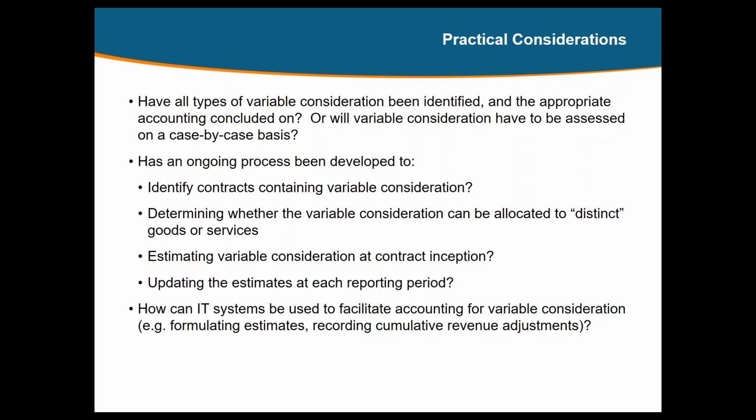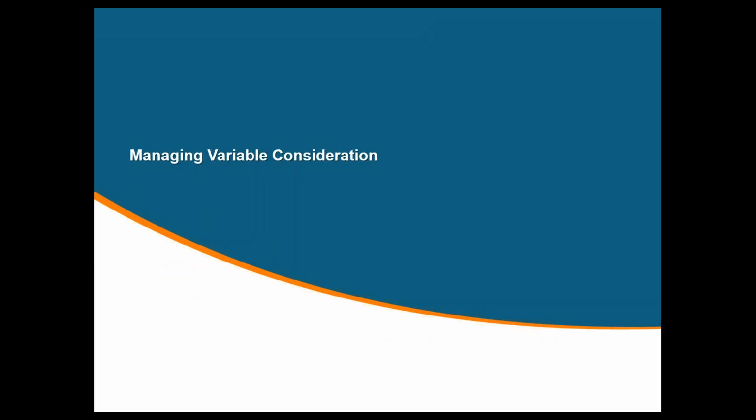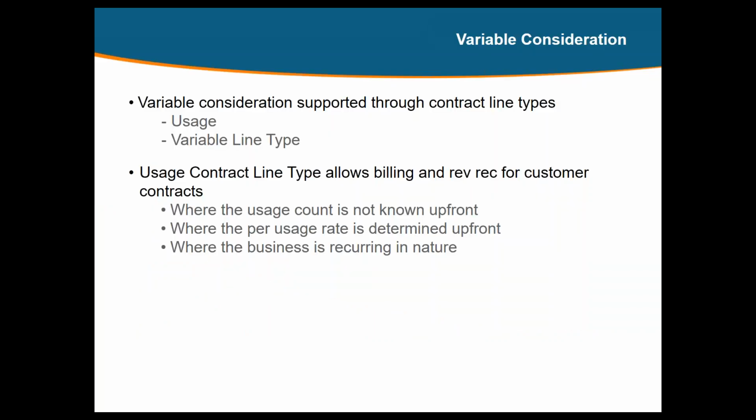And then finally, you have to update those estimates every quarter, and every time there's an updated estimate, you would have to calculate the cumulative revenue adjustment. Just like with modifications, for the actual accounting you'll want to consider whether there is a way to leverage IT systems. If you have thousands of contracts where every quarter you have to calculate a cumulative revenue adjustment, it could get very complex and very time consuming. I'll stop there and turn it over for further discussion on some of the IT considerations.